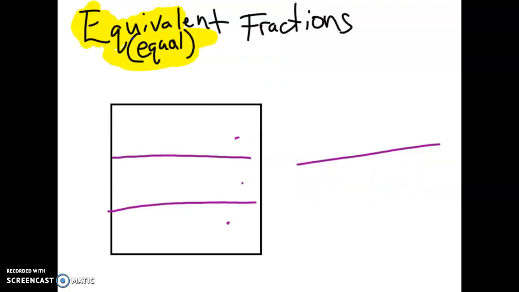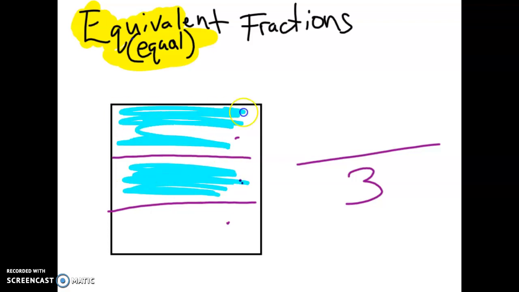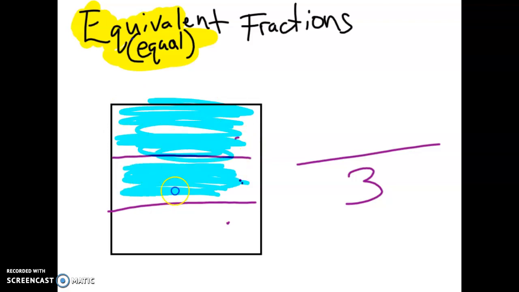I'm going to erase that for a sec here. So in this case, it would be 1, 2, 3 sections or equal parts. That's the total number. Now, let's say that I shaded, with my blue highlighter, 1, 2 parts of my 3. Now you should be thinking to yourself, I know that, that's 2/3. Wonderful, great job. But now let's take a look at what an equivalent fraction would look like.